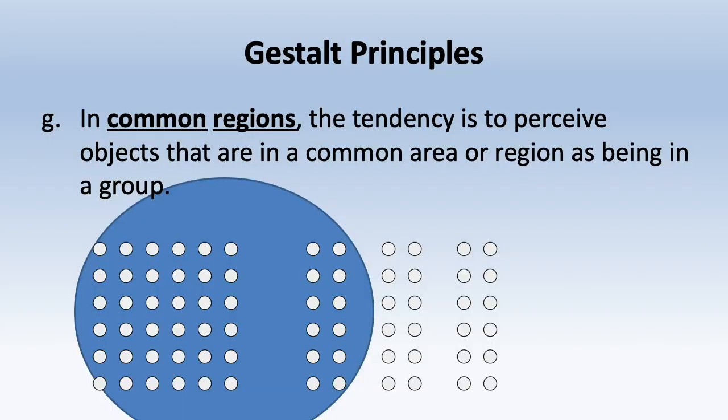Another principle is the principle of common regions. In common regions, the tendency is to perceive objects that are in a common area or region as being part of the same group. So in this one, we saw the same exact dots as earlier, but we put the blue circle behind it. So now we might group the dots that are in front of the blue circle together because they're in the same region, whereas we might not have associated them together before because they were not part of the same shape or same organization. So that's the principle of common regions.